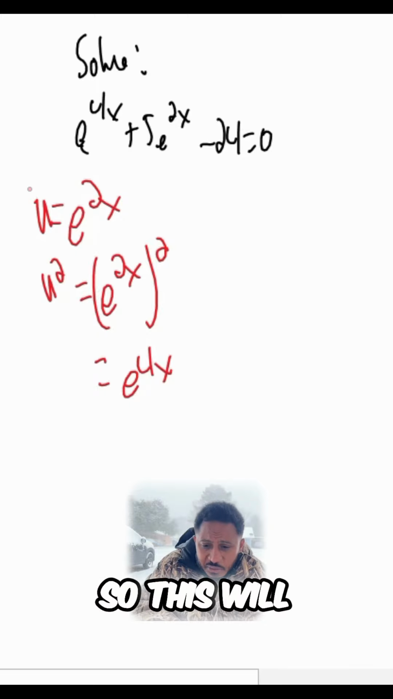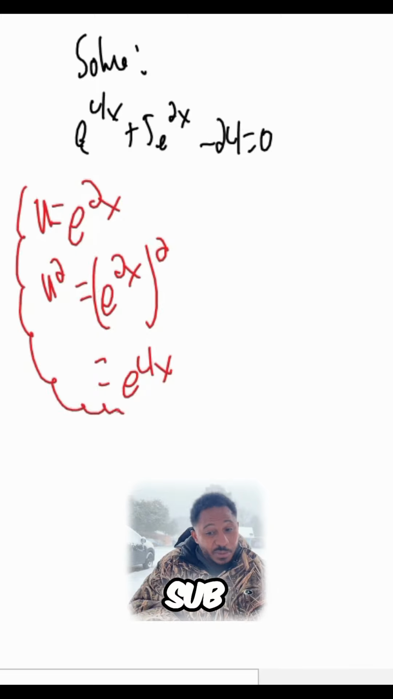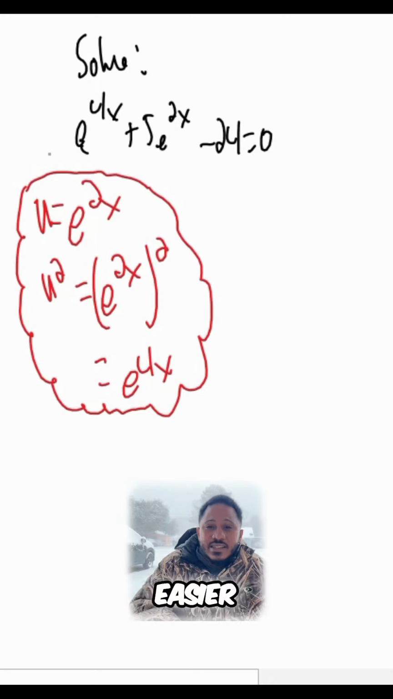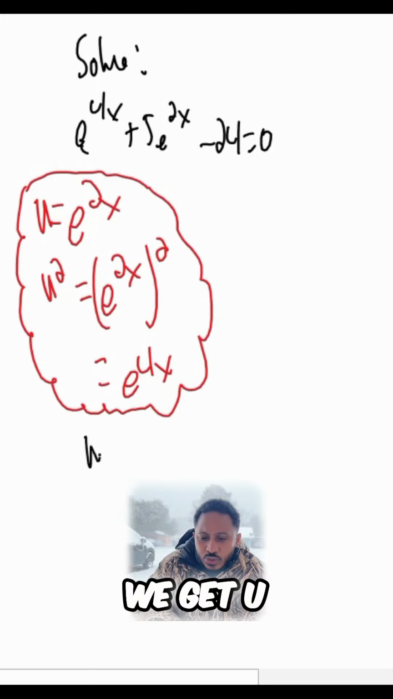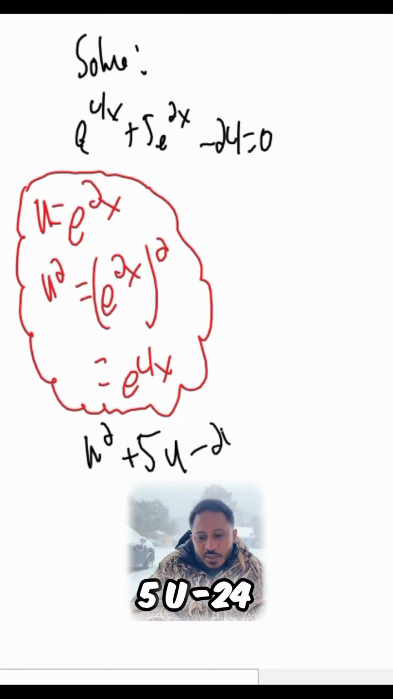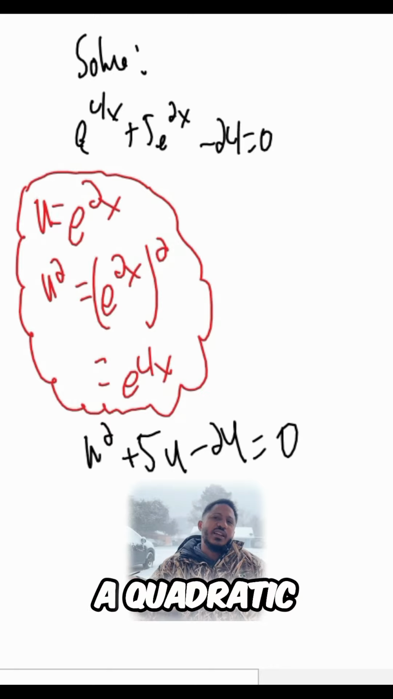So this will be our sub bubble. And now this becomes an easier equation to solve. Notice we get u squared plus 5u minus 24 equals 0. And now it's just a quadratic equation.